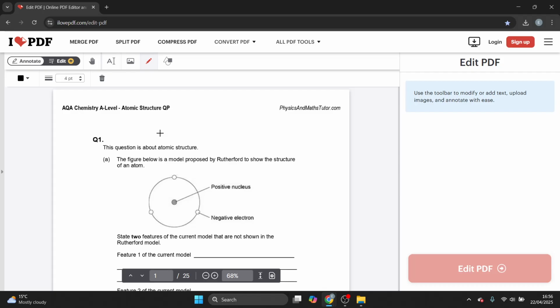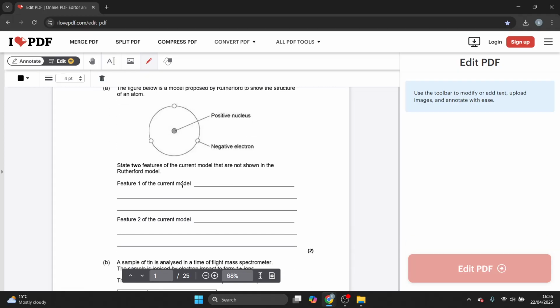And if you have to choose between new spec questions and old spec questions, obviously choose the new spec ones, and that's what I'm obviously doing. A lot of people are saying to me it's not worth going through old spec questions. So yeah. State two features of the current model that are not shown in the Rutherford model.